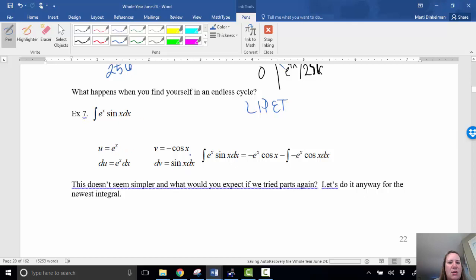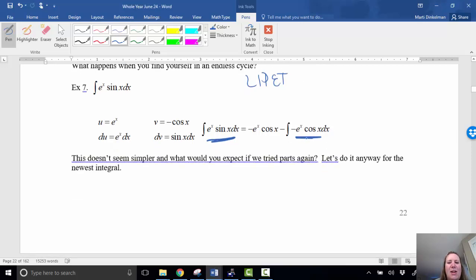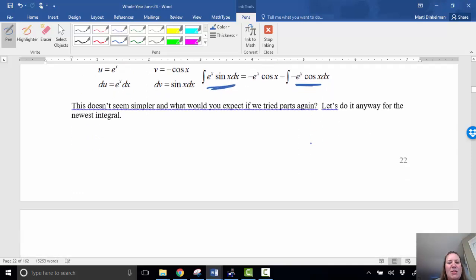Sine x becomes dv, so we take the antiderivative here, we take the derivative, and we do our ultraviolet voodoo. Now this particular integral does not look any easier to me than that one. The only thing I've done is change from sine to cosine. So it's actually for this reason that if we try parts again, even though it's going to go back to the beginning, it's going to help us solve it.